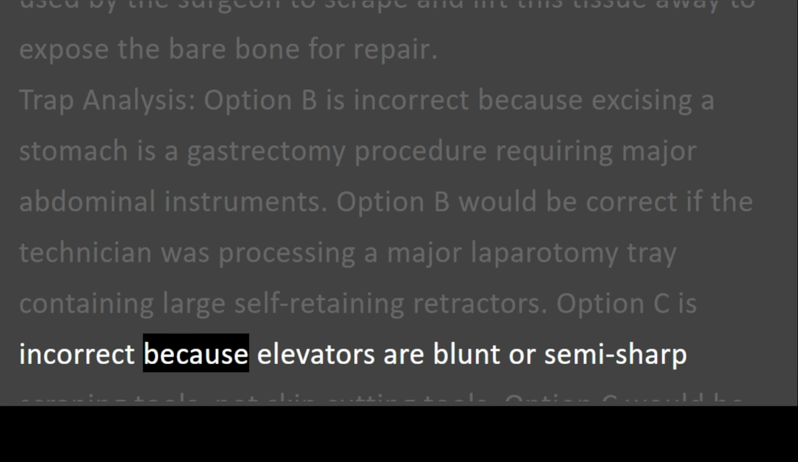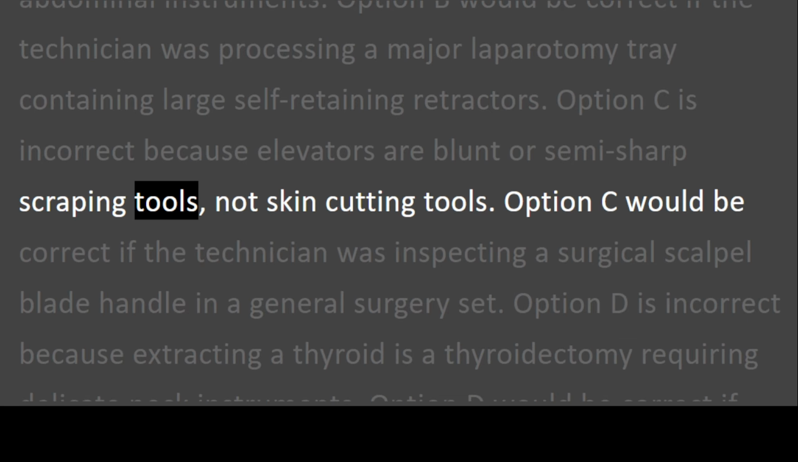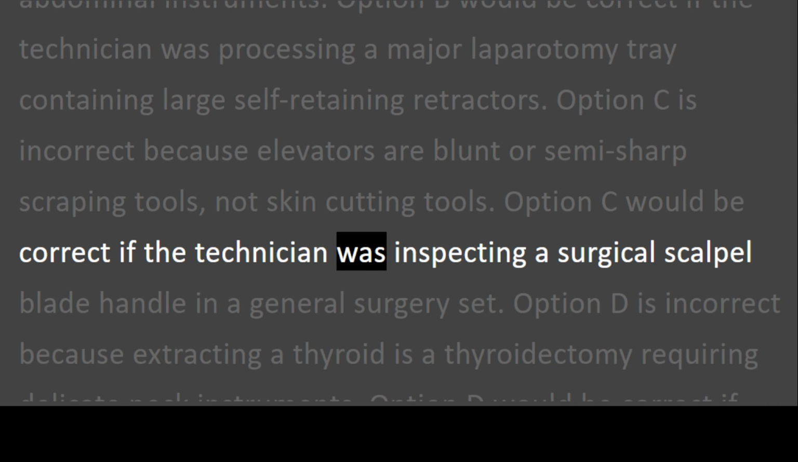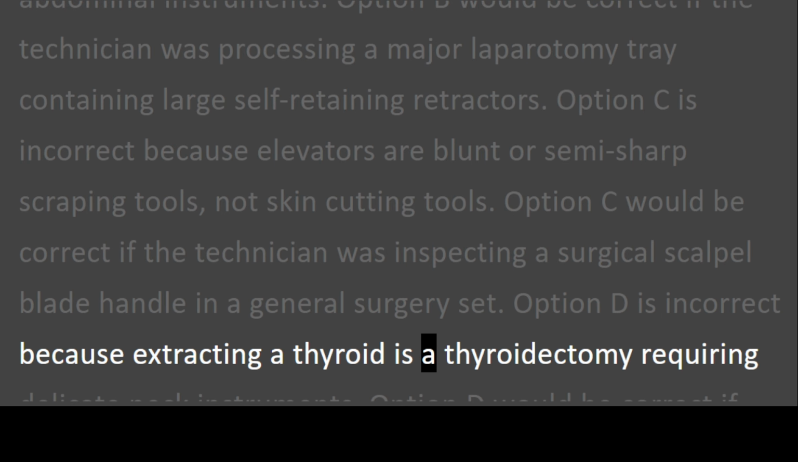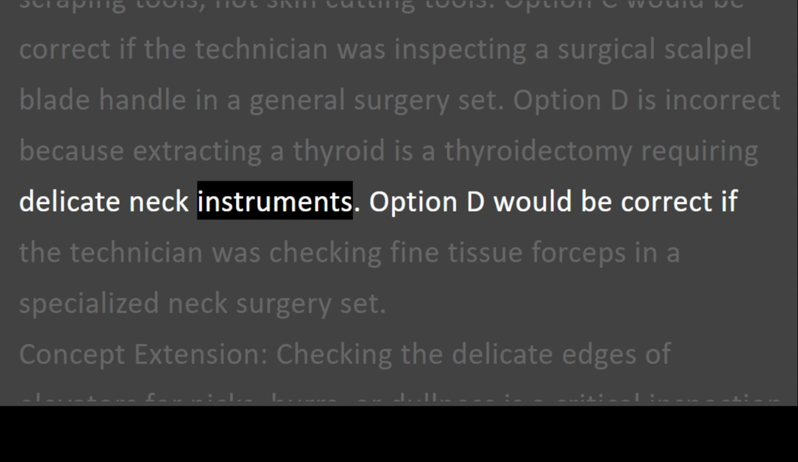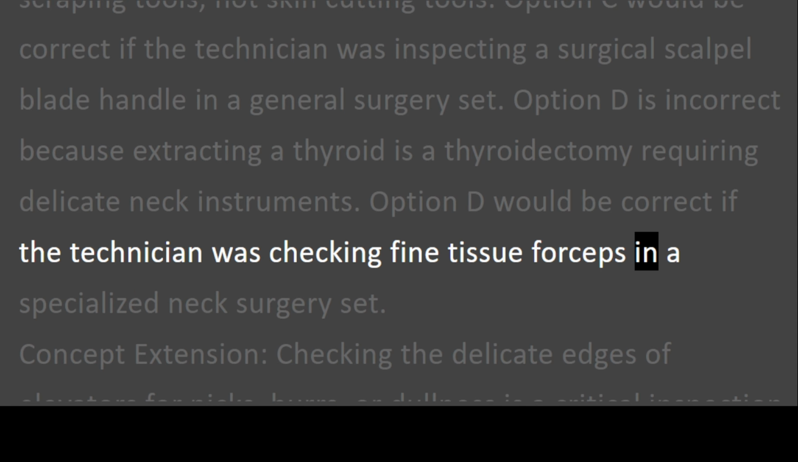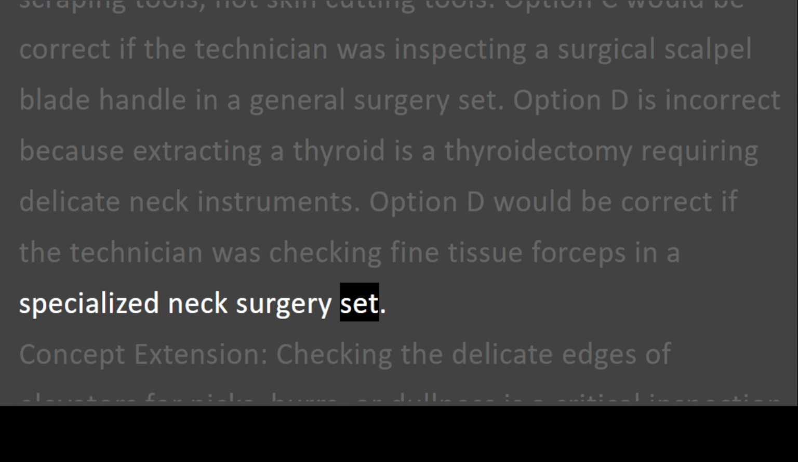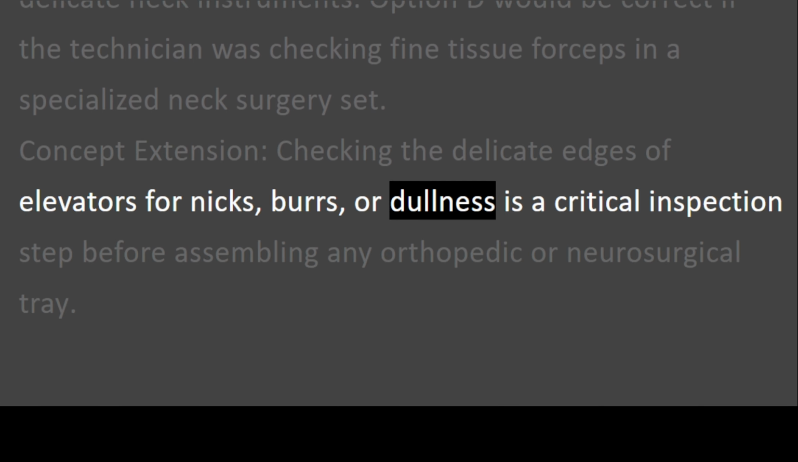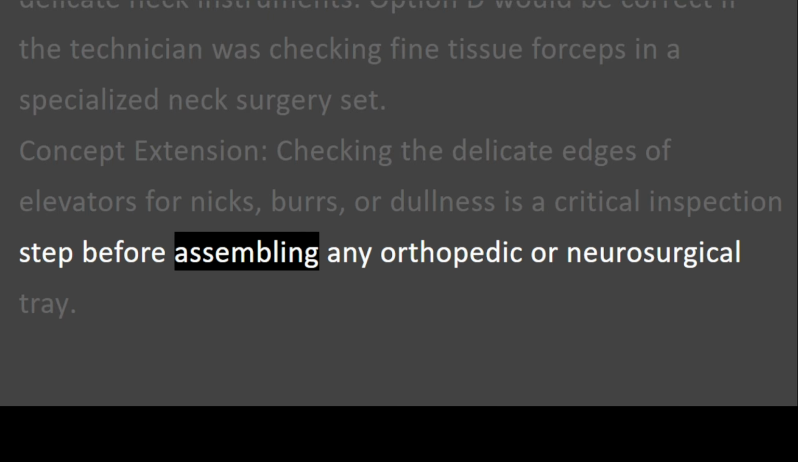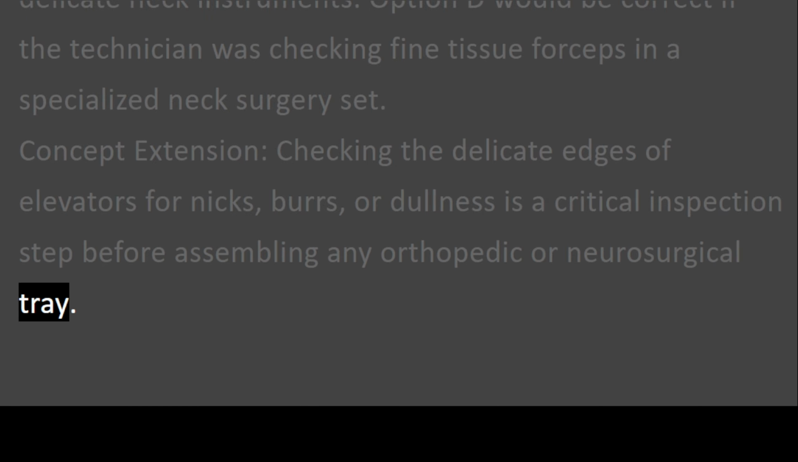Option C is incorrect because elevators are blunt or semi-sharp scraping tools, not skin-cutting tools. Option C would be correct if the technician was inspecting a surgical scalpel blade handle in a general surgery set. Option D is incorrect because extracting a thyroid is a thyroidectomy requiring delicate neck instruments. Option D would be correct if the technician was checking fine tissue forceps in a specialized neck surgery set. Concept extension. Checking the delicate edges of elevators for nicks, burrs, or dullness is a critical inspection step before assembling any orthopedic or neurosurgical tray.